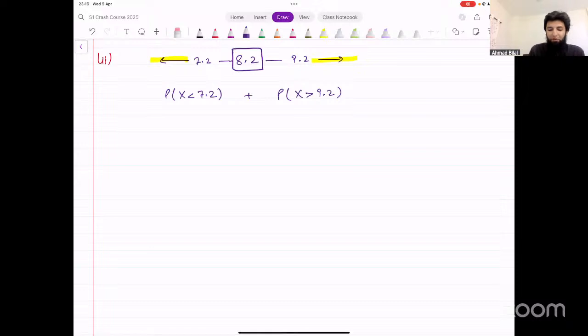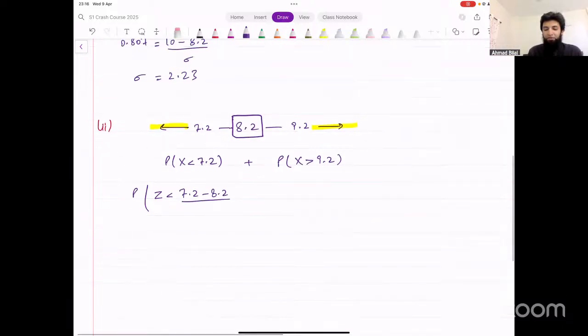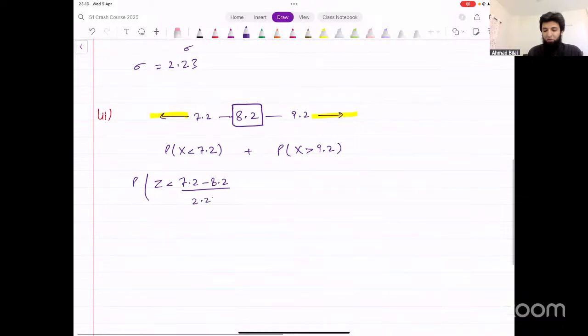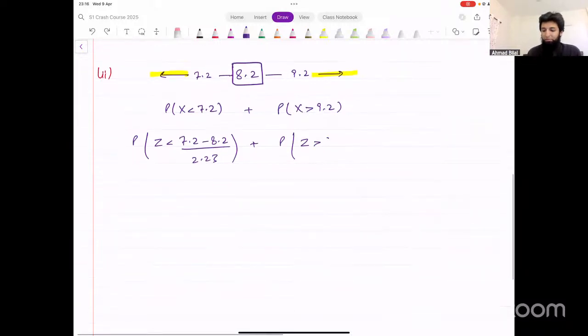Let's say if you were to convert both of them to Z, what would they turn out to be? Z less than 7.2 minus the mean, which is 8.2, divided by the standard deviation. We found that in the previous part, that was 2.23, plus the probability of Z greater than 9.2 minus 8.2 divided by 2.23.